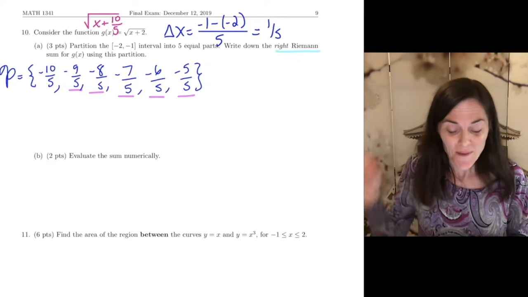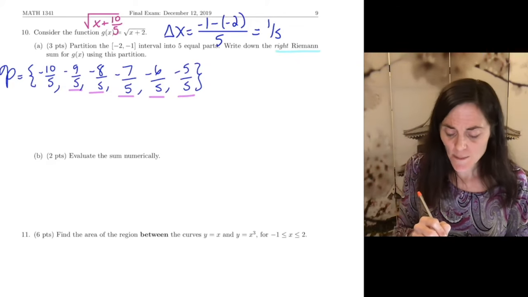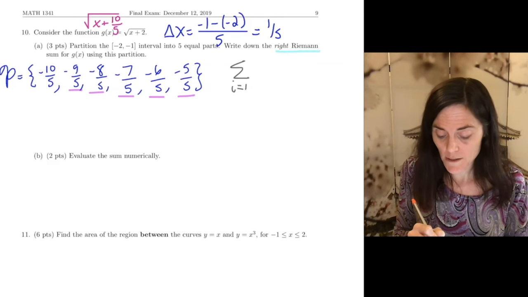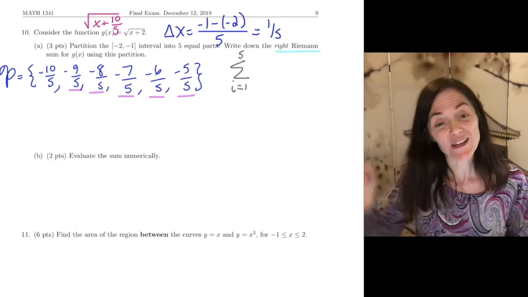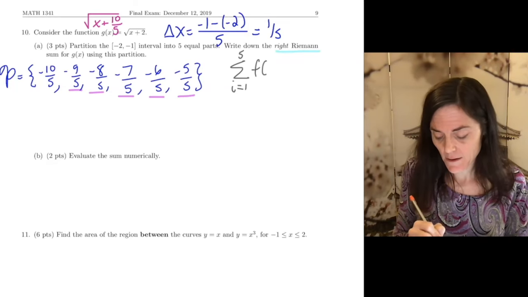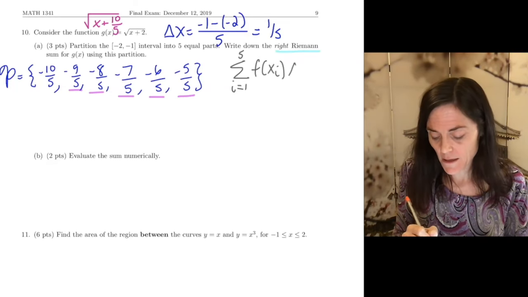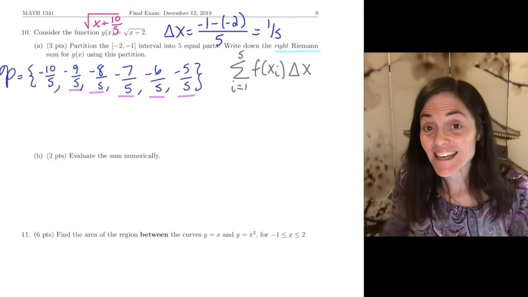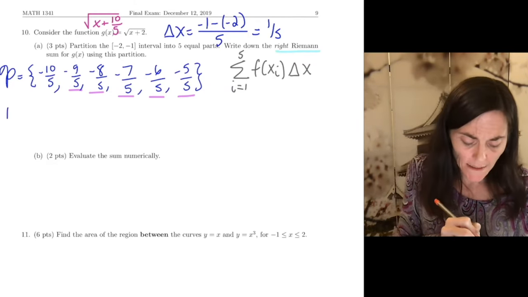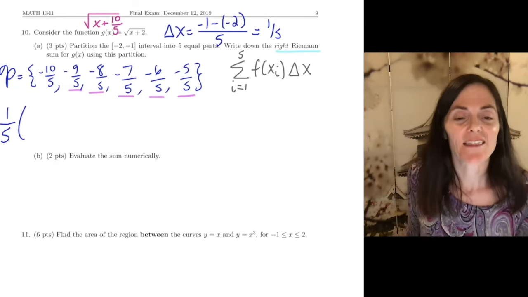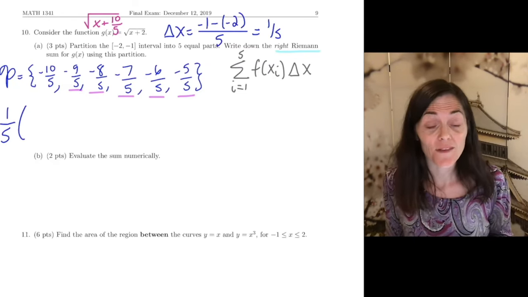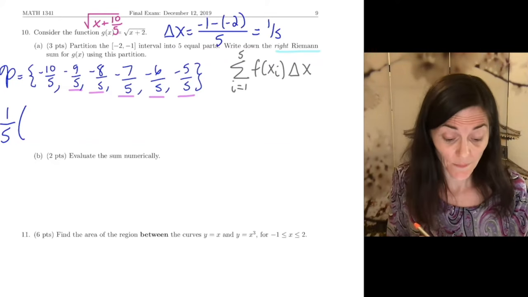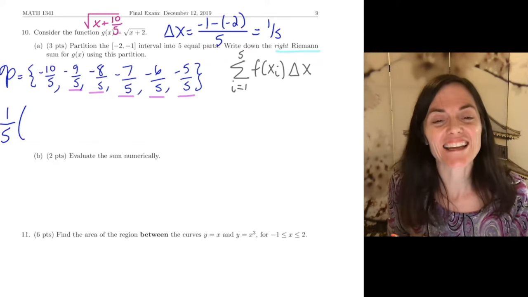Now, what is the Riemann sum? Well, if we write it in summation notation, this is what we want. It would be i goes from 1 to 5, the right endpoint is f of x_i, and then delta x. But my delta x is 1/5. I can factor it out and write the delta x like this, and then I will just have a sum of the function evaluated at these right points, which are underlined in pink.